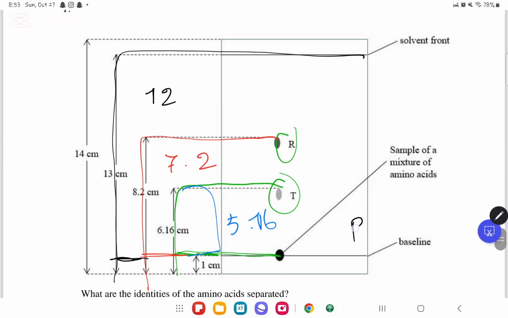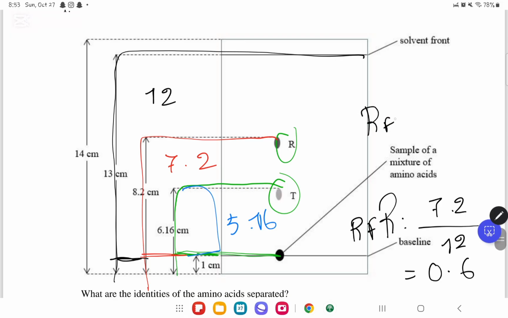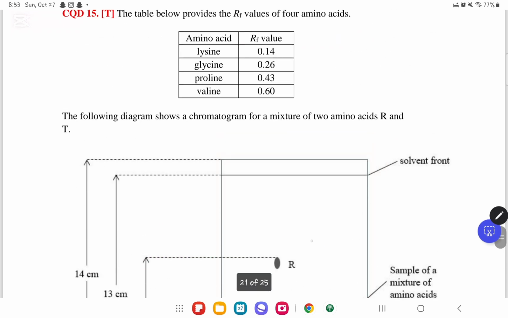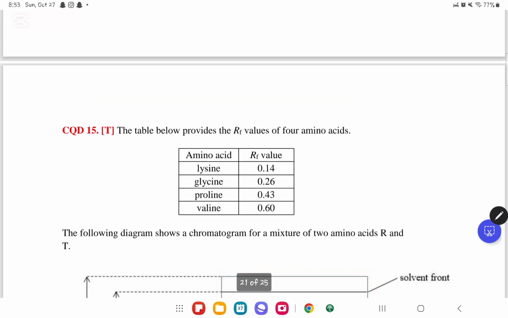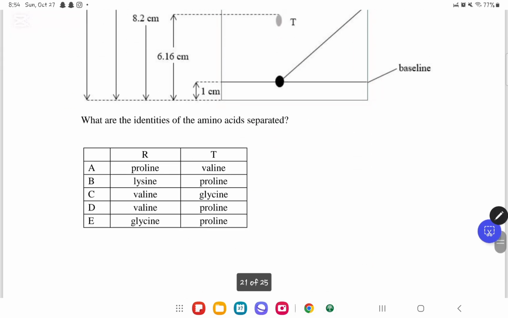Now let's find the RF of R. It's going to be 7.2 over 12, which is 0.6. Then the RF of T is 5.16 over 12, which is 0.43. So remember 0.43 and 0.6. Let's go up. What has an RF of 0.43? We have proline. What has an RF of 0.6? We have valine. So our answer is proline and valine, so it is D.